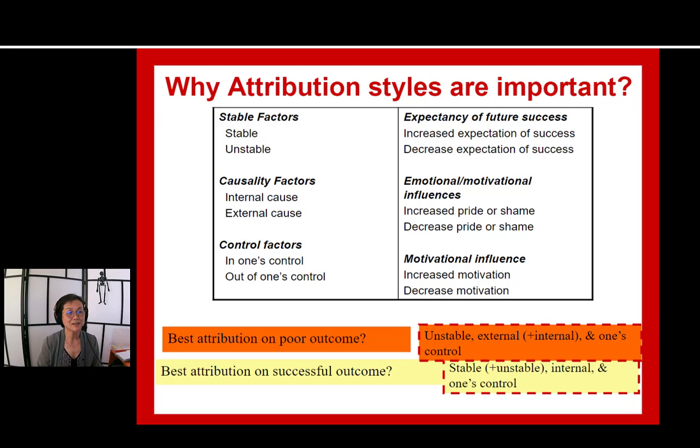Best attribution on successful outcome: the textbook says stable. I'm adding another one, unstable, because we cannot be successful all the time in our life. So we need to put something unstable there, again internal and under someone's control, which is effort again. Add that so that the person can stay motivated even when things are not going well.